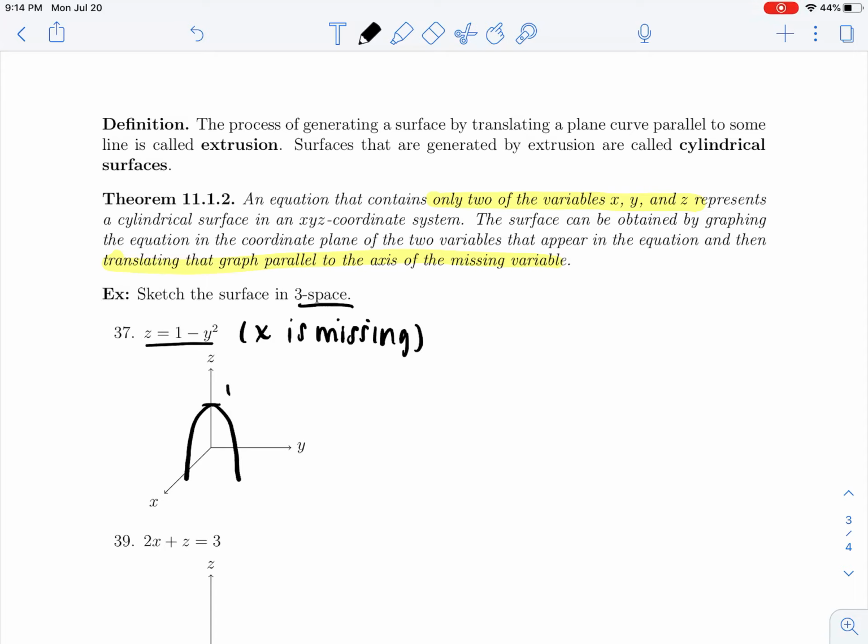However, we want to sketch this in 3 space. So this is where this last line of the theorem comes in. We want to translate the graph of this parabola parallel to the axis of the missing variable. In other words, we want to extrude it along that missing axis. So what I'm going to do is take the endpoints of this parabola and extrude it parallel to that missing x-axis. And then I'm also going to extrude the top here.